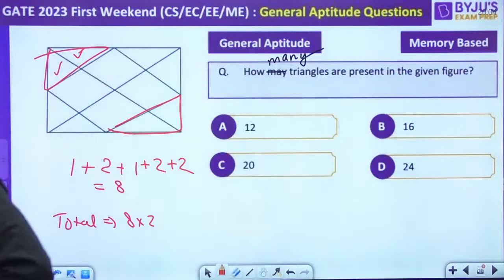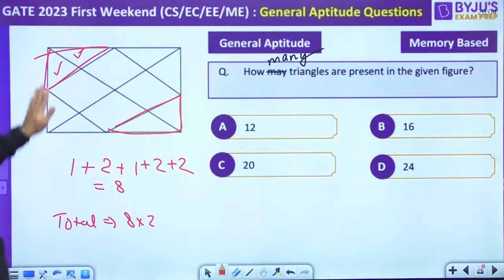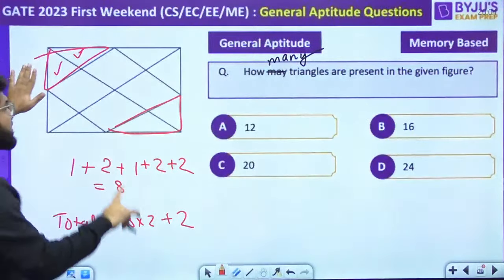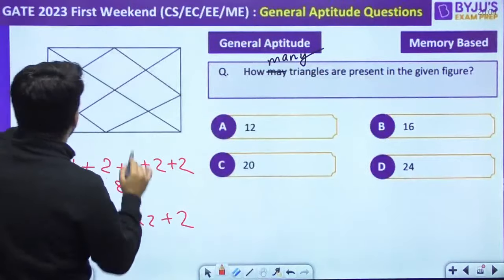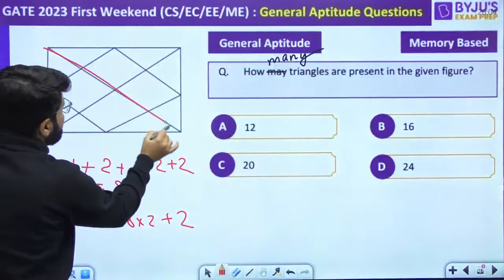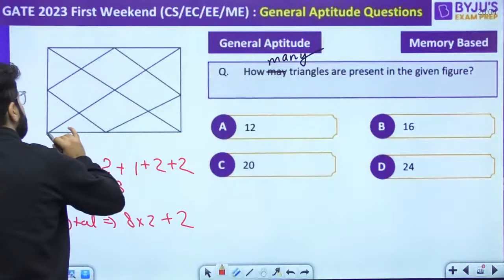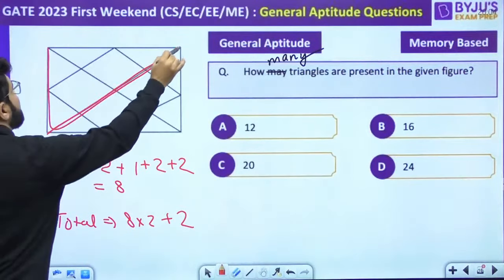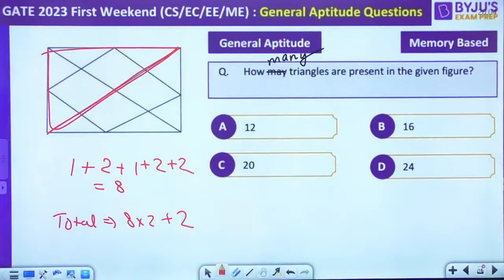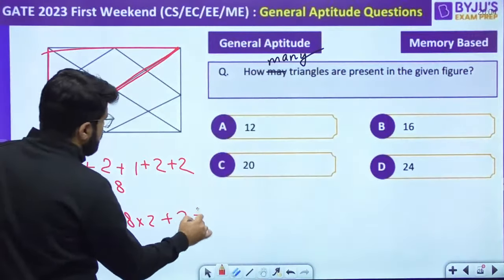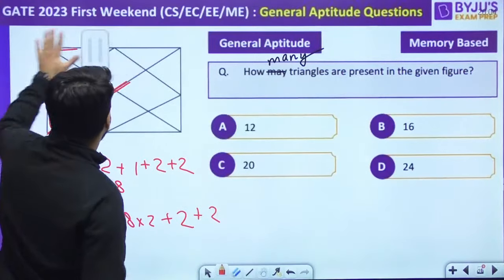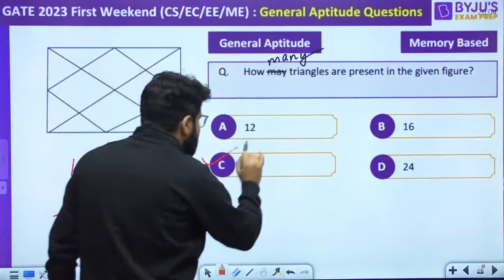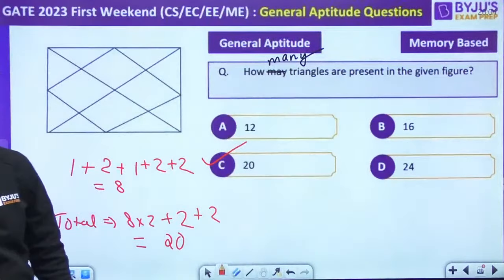Anything else? Yes. So plus 2, plus these two. Clear everybody? Now, I had originally split it along this diagonal. If I split along the other diagonal, then this will also be a triangle. So two more bigger triangles, 1 and 2, and the net answer for the question is going to be 20. C is going to be the correct answer.